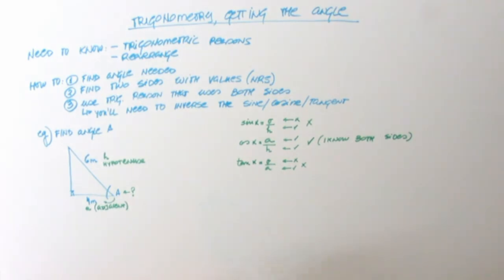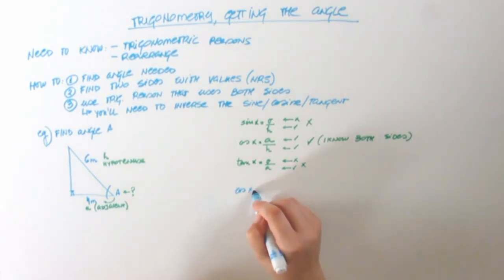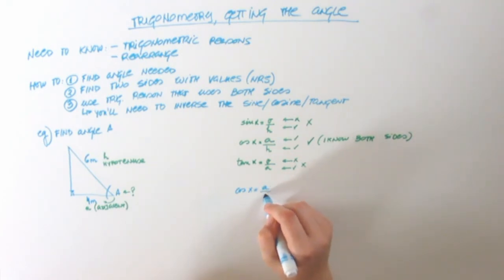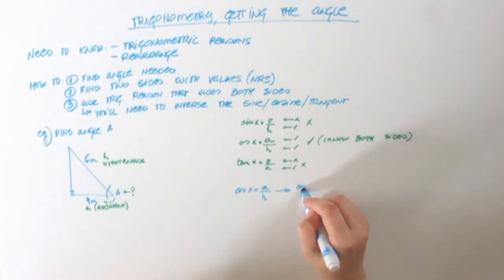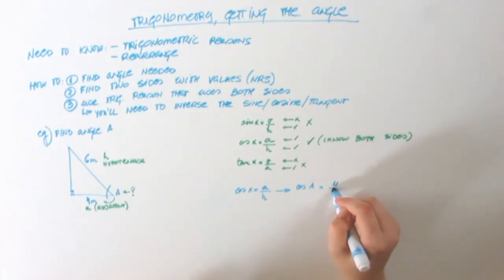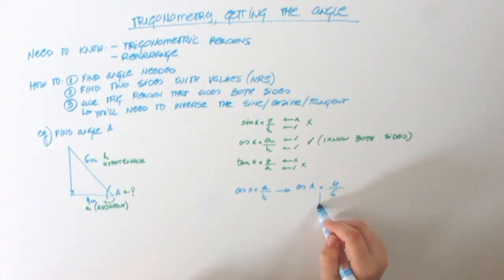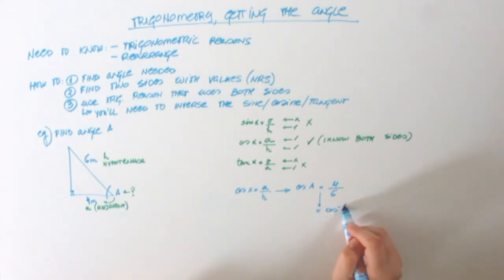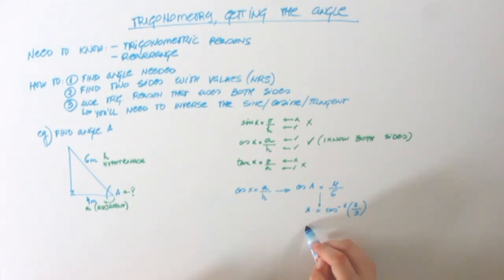Now that I know which trigonometric ratio to use, I can begin writing. So I write cosine of x equals adjacent over hypotenuse, and then I begin substituting. Cosine of A, the angle I want, equals 4 over 6, and then I need to rearrange. What I'm basically asking myself is which angle has a cosine of 4 over 6, which is the same as 2 over 3. And I write cosine inverse, cosine minus 1 of 2/3.